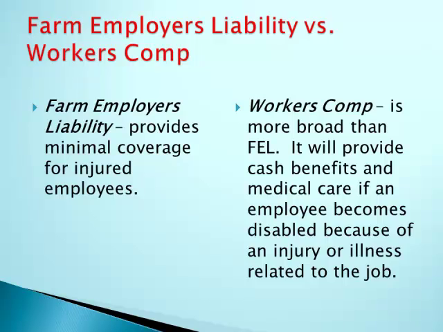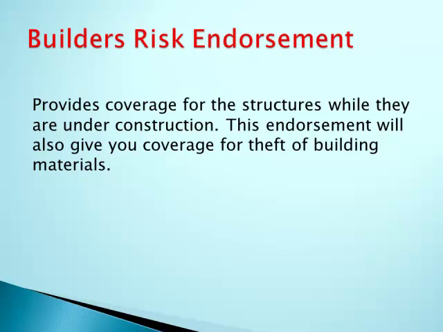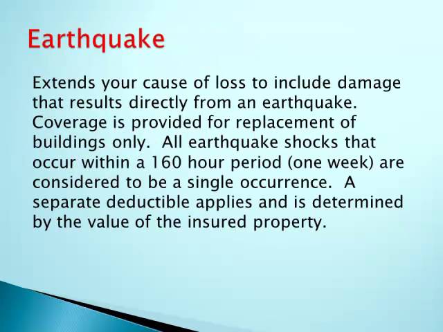The builder's risk endorsement provides coverage for the structure while it is under construction. This endorsement will also pick up coverage for theft of building material. Earthquake coverage extends your cause of loss to include damage that results directly from an earthquake. Coverage is provided for replacement of building only. All earthquake shocks that occur within 160 hours, or 1 week, are considered to be a single occurrence. A separate deductible applies. It's usually a percentage of the building values.